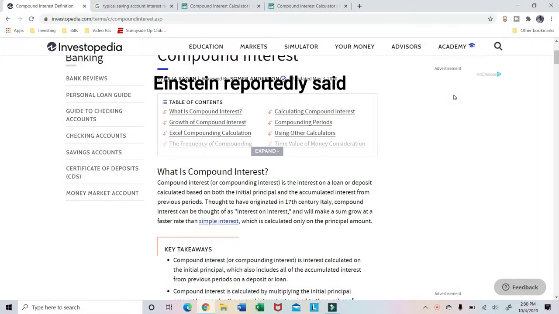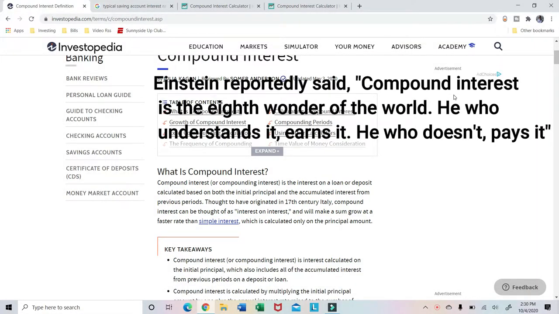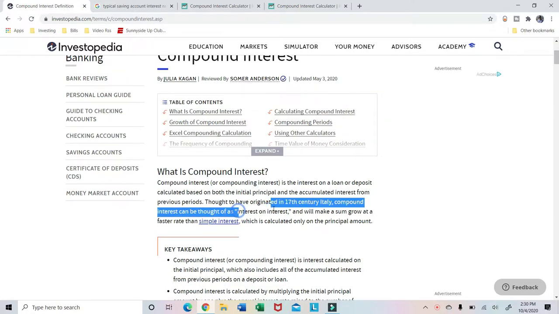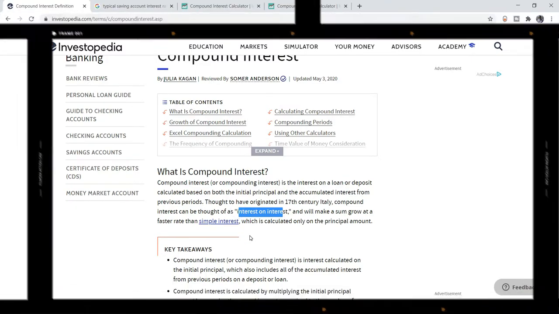What is compound interest? Well, it's the interest on a loan or deposit calculated based on the initial principal and the accumulated interest from previous periods. It's basically thought of as interest on interest and will make a sum grow at a faster rate than simple interest. But what does that mean?